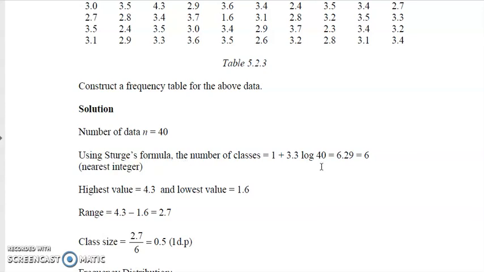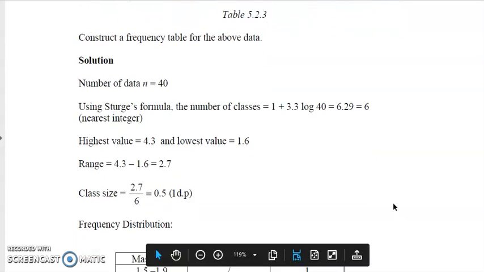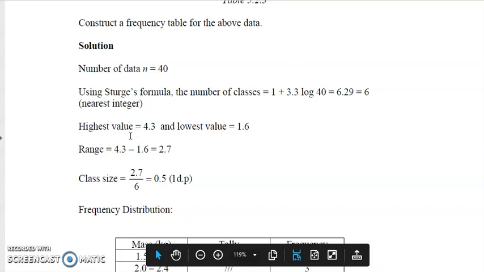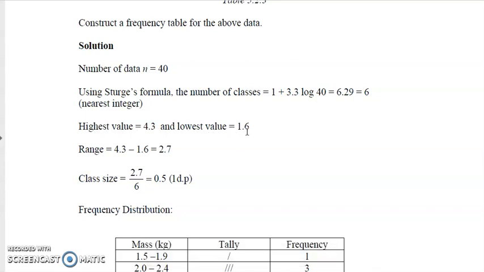Using Sturge's formula, 1 plus 3.3 log 40 is equal to 6.29. Approximately, we can have 6 classes. Just round to the nearest integer, which is much easier. Then determine the highest and lowest value. The highest is 4.3 and the lowest is 1.6 kilo. The range is 4.3 minus 1.6, which is 2.7.